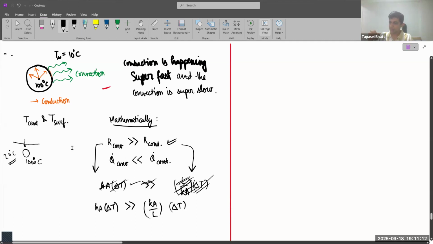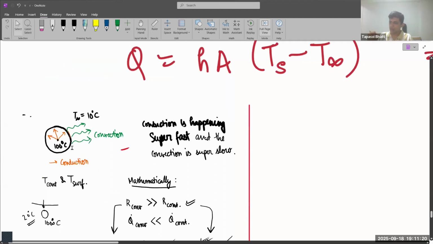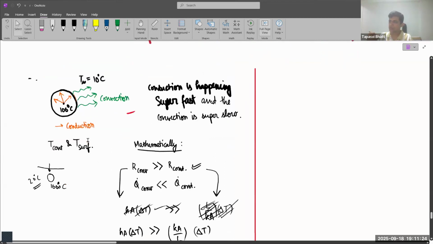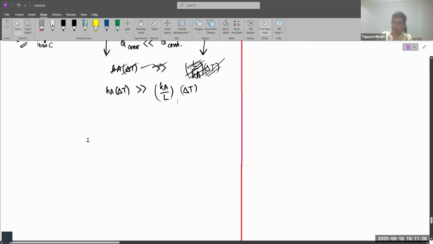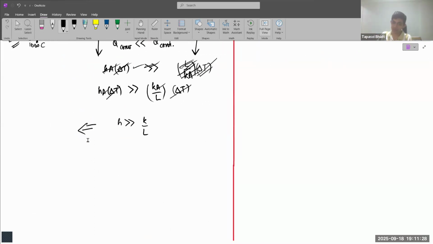So mathematically, what we are going to do is we can say over L, and it brings us to a term which is hL over k is very, very greater than 1.